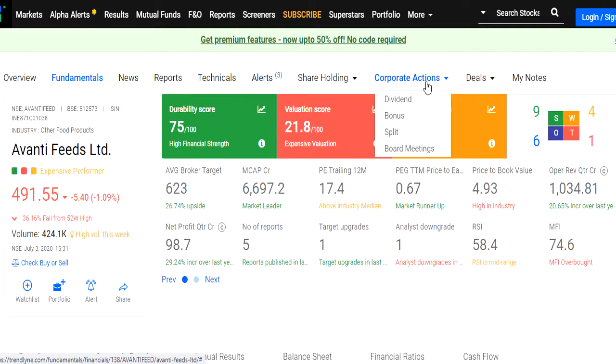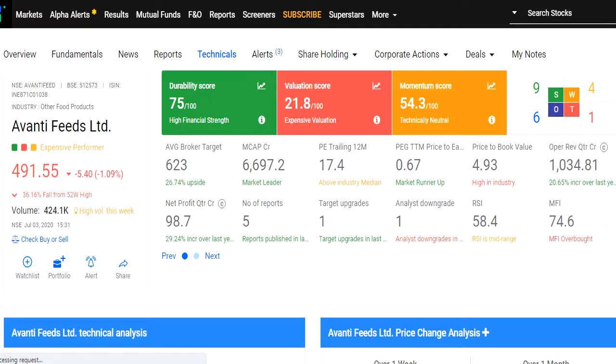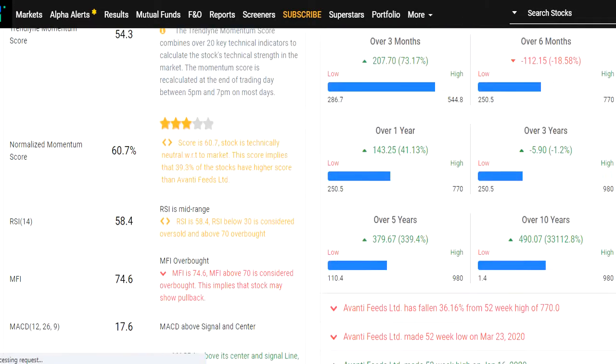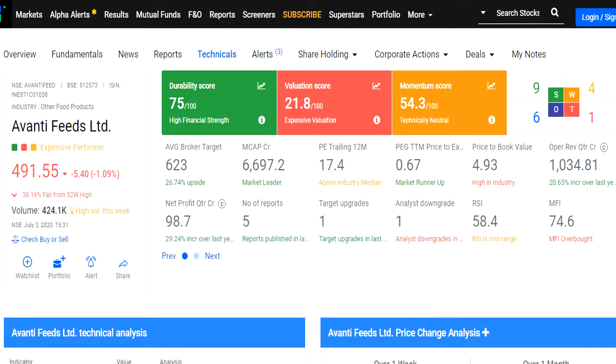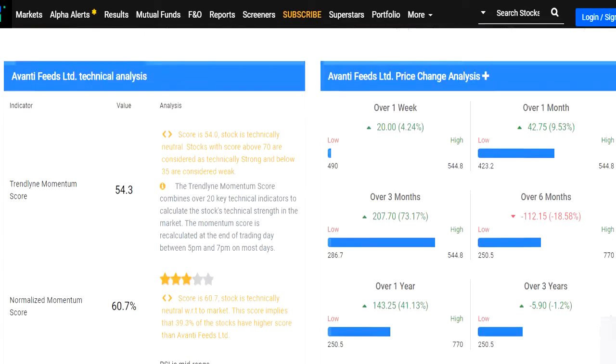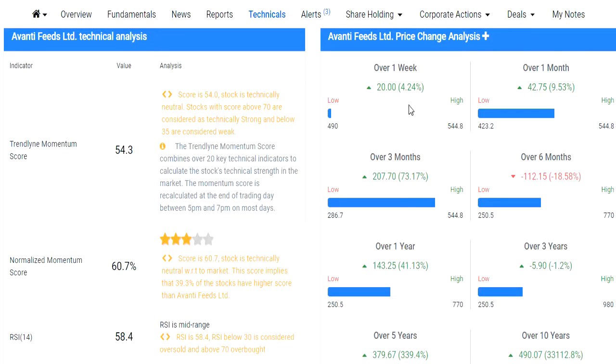Okay, if you go to corporate actions, you can see dividend, bonus, split, board meetings, everything you can see here. Yeah, you can go to technicals also here. You can see technical analysis also a little, to understand the company a little more.